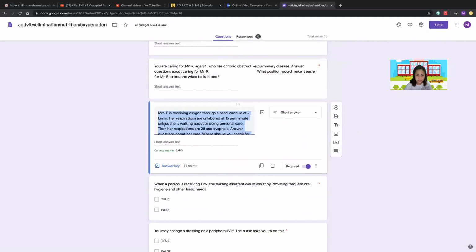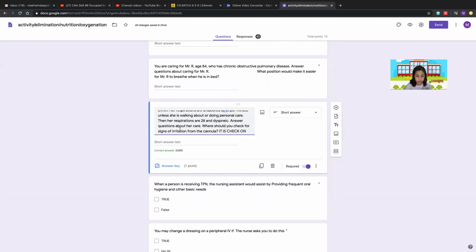Mr. F is receiving oxygen through nasal cannula at 2 liters per minute. Her respirations are unlabored at 16 per minute. So it will be normal because the normal is 12 to 20, unless she is walking about or doing personal care. Then her respirations are 28 and dyspneic. Answer questions about her care.